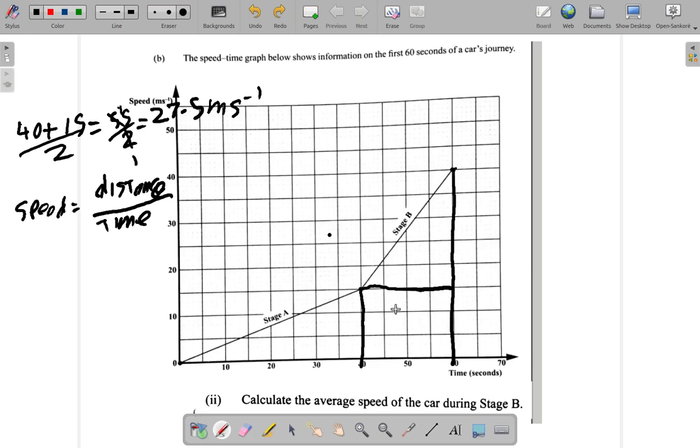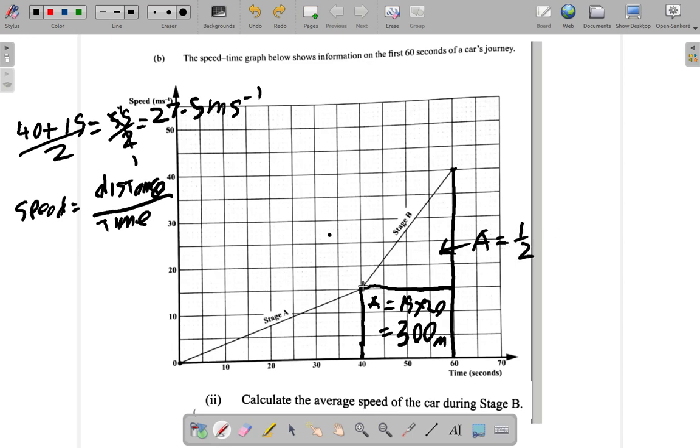Let's see, the area here is what? The height is 15, and the area is the height, 15, times the width. From 60 to 40. Let me erase part of this. So 60 minus 40, that's 20. 15 by 20 is 300 meters. That's the area under the rectangle.